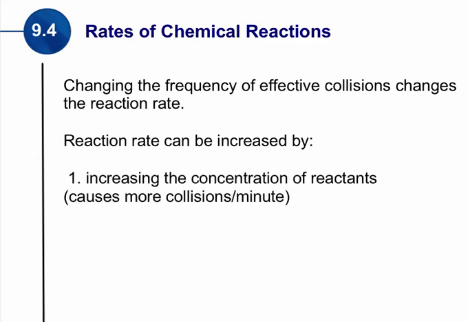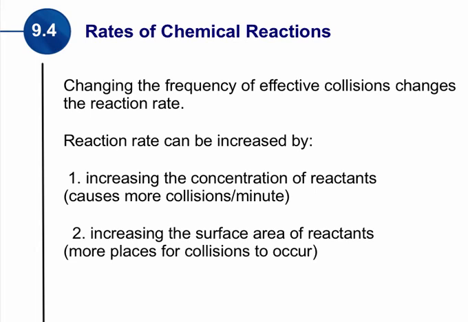The first one is increase the concentration. If we are able to have more reactants, we are going to have more collisions, and this is going to cause an increase in frequency and will increase the reaction rate. We could also take the surface area and try to increase the surface area. So we can take something that is a solid and make it a powder. What that does is it gives more places for collisions to occur.